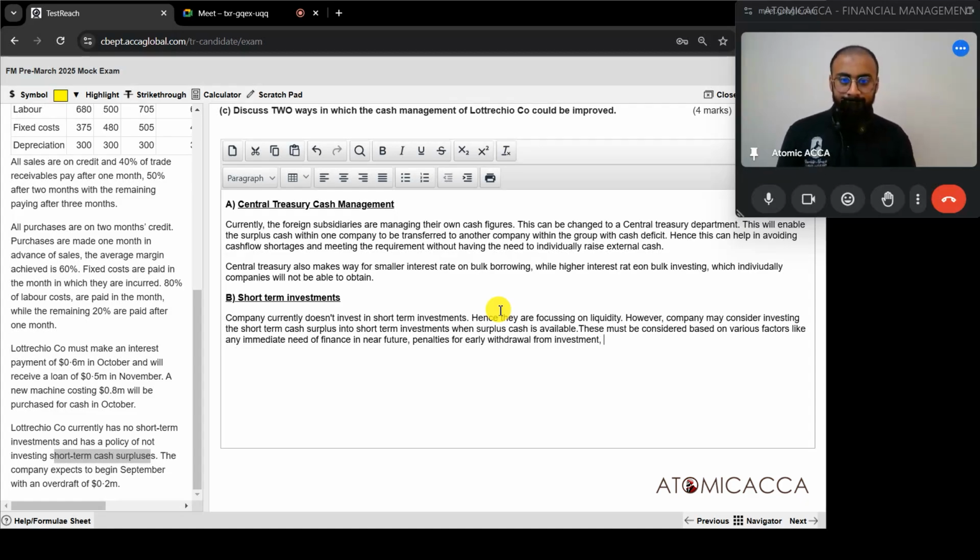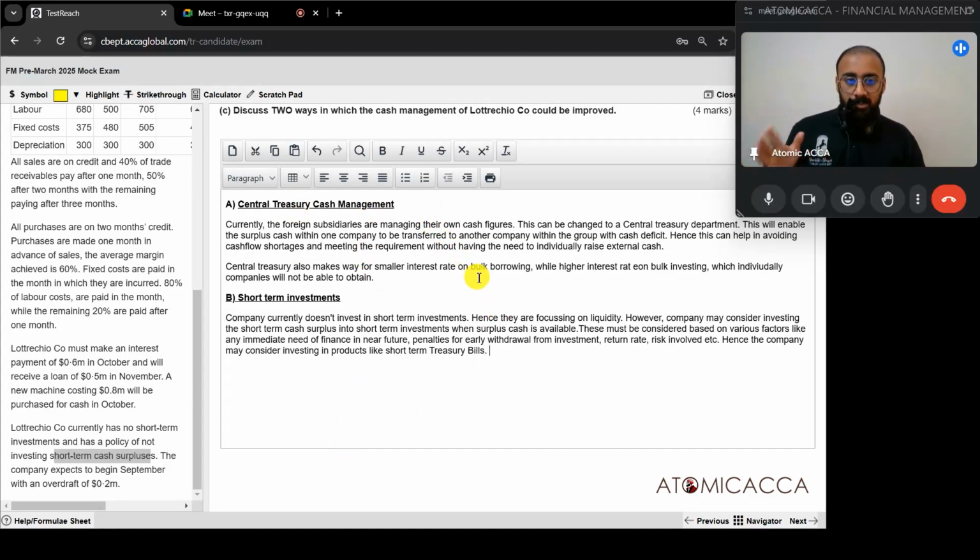Then return rate, risk involved, etc. Hence the company may consider investing in products like short-term treasury bills. Treasury bill is from government, so anyways it's risk free and it is for short term as well, so both problems are sorted. So this should be enough for our 4-mark question over here.